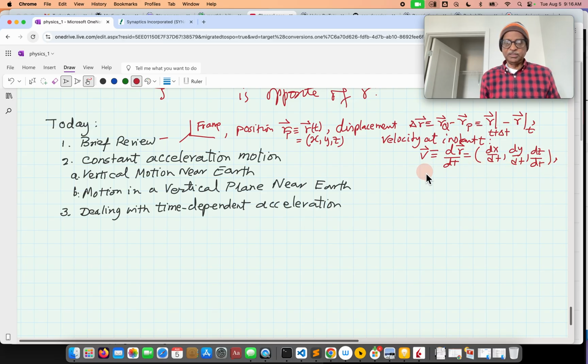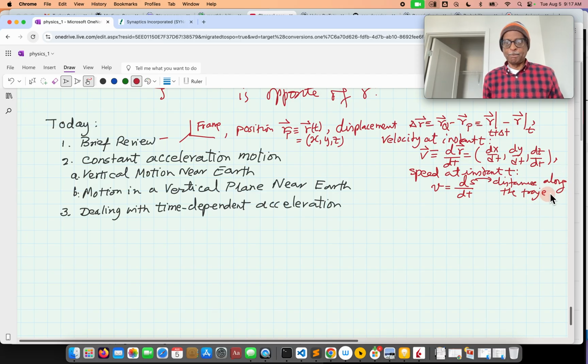And then we talked about also speed at instant t, and it turned out speed was ds dt, and s was distance along the trajectory or path of motion.